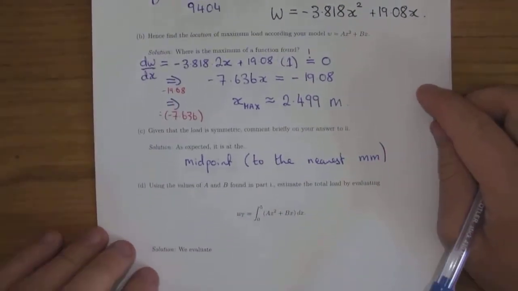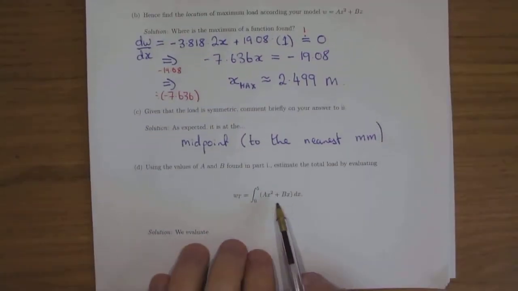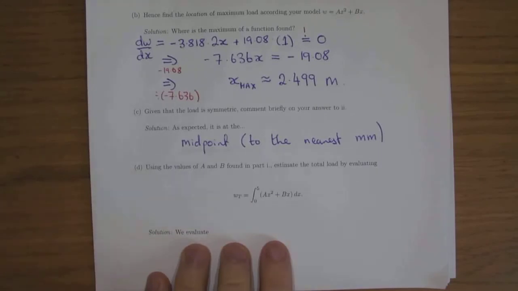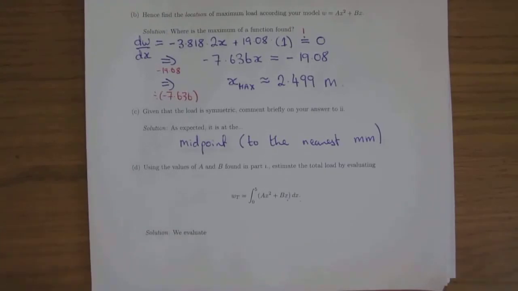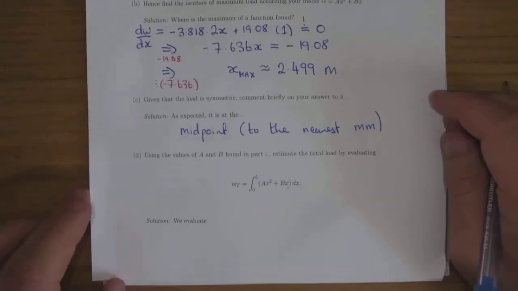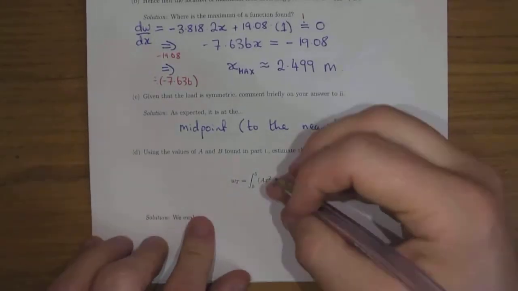Right, next thing here: using the values of A and B found in part 1, estimate the total load. Now this feeds into something that we'll see a bit more in the next chapter. So this is the load per unit length. Now it's changing all the time, but essentially what this is doing is adding up the load per unit length by a little bit of length. So this is adding up little bits of loads, and you get the total load. Okay. I think when I asked this question last year, only one student completed this, but this is not a difficult integration question, but we'll do it.